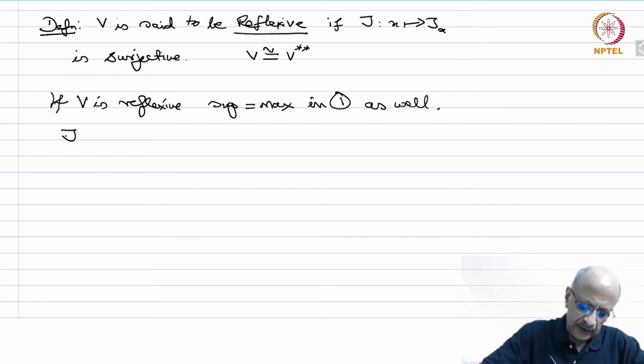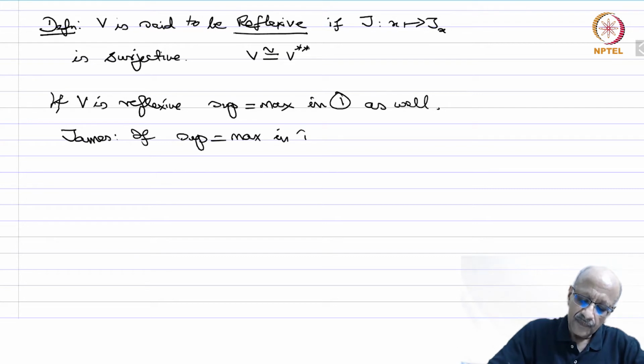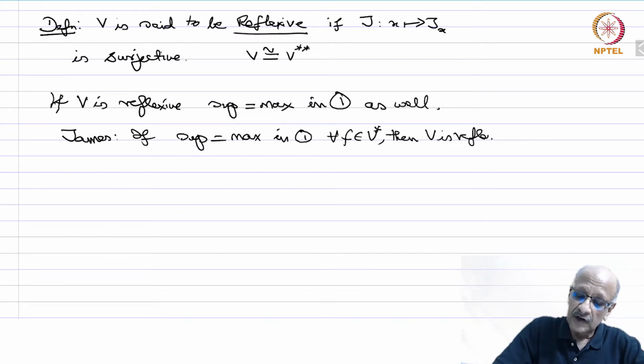So now there is a deep theorem of James. If sup equals max in 1 for all f in V star, then V is reflexive. So this is a necessary and sufficient condition. This we will not prove. This is a very deep theorem. Now V star, the dual space, is always complete.